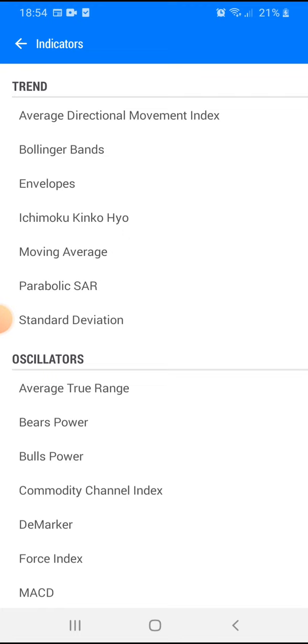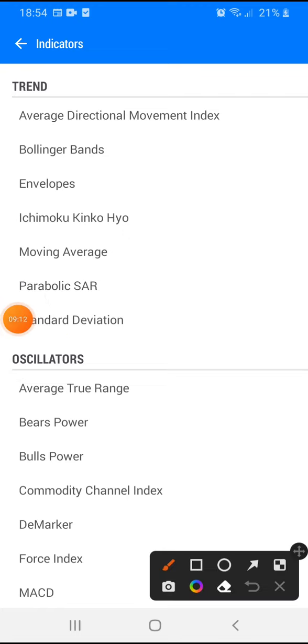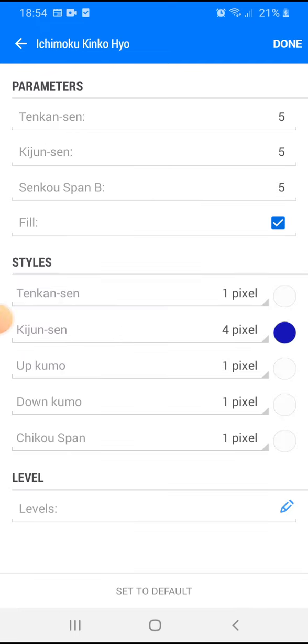So on the main chart, I'm gonna put my Ichimoku. This is the Ichimoku that we're talking about. I'll click it. Then these are the settings for the Ichimoku. We have Tenkan-sen 5, Kijun-sen 5, Chikou span 5. Then you click Style.